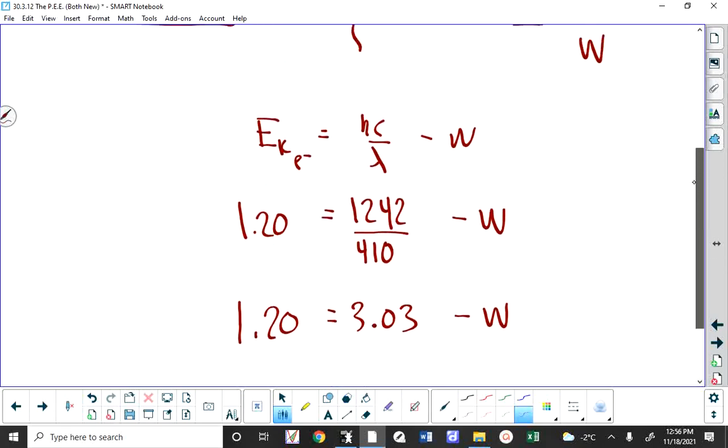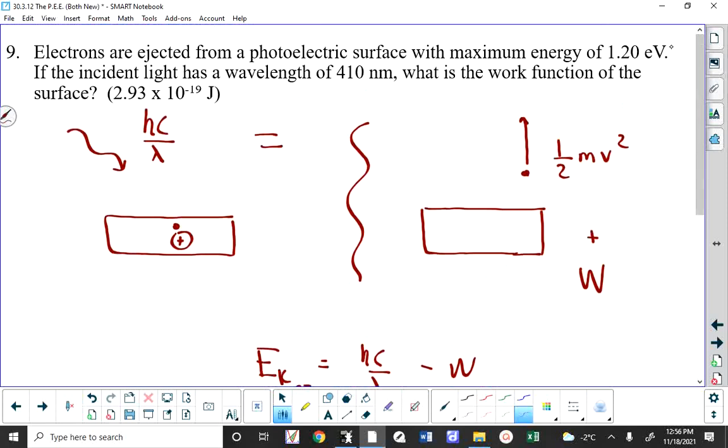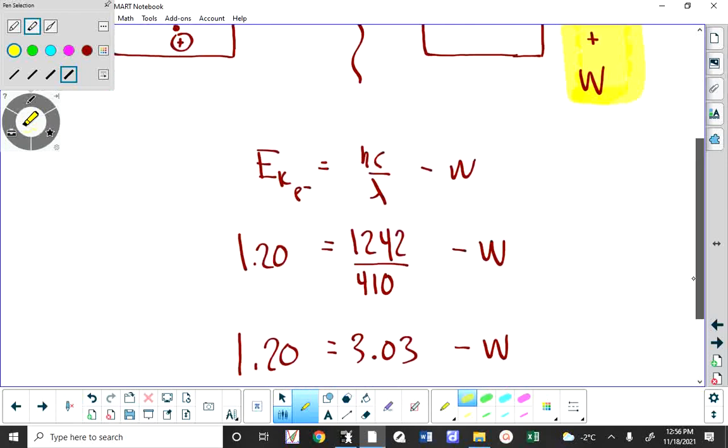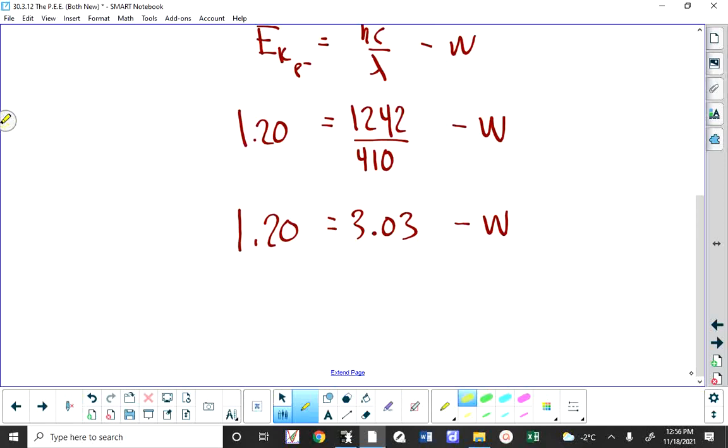As much as this top relationship, which I'm going to highlight to you, is difficult, it makes more sense in this context than where we are here. 1.2 equals 3.03 minus W. At this point, you're just solving a math equation. You're not even really thinking about what's going on. But if you do solve this, you're going to get the work function equals 3.03 minus 1.2.